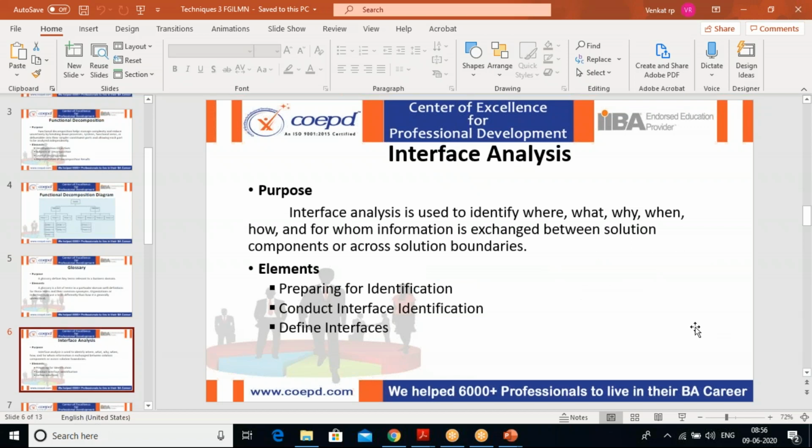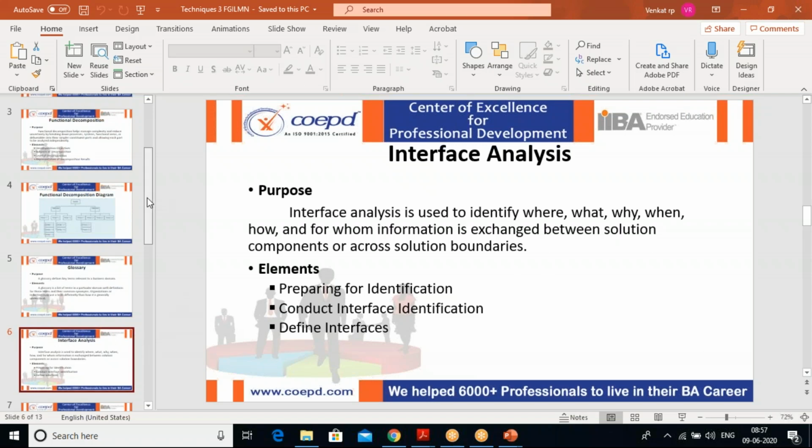And coming to interface analysis, any application you take will have multiple interfaces. The first interface can be with the user, another would be a third party, another would be the database. Through each interface, we need to understand what data is going to be exchanged and what data needs to be handled. For that, we can go with 5W1H: where, what, why, when, how, and for whom. Then we can understand what information goes across these interfaces. This is very important for us to take it forward, right?